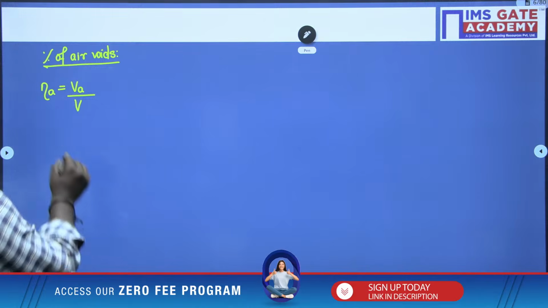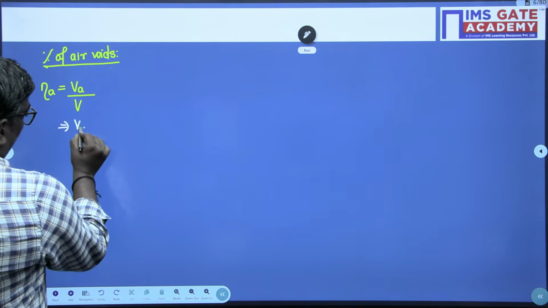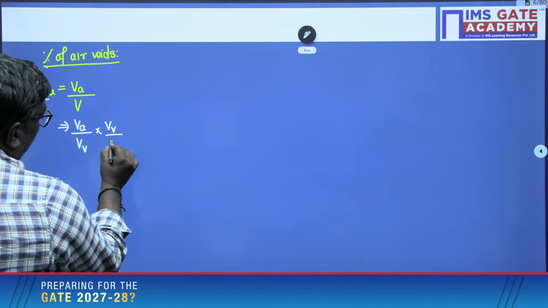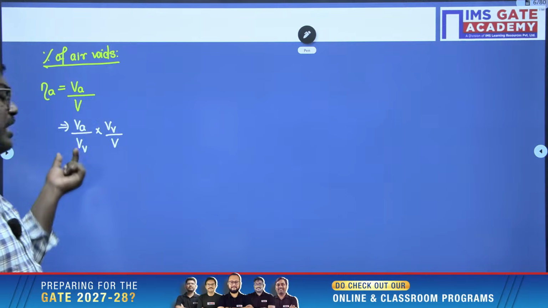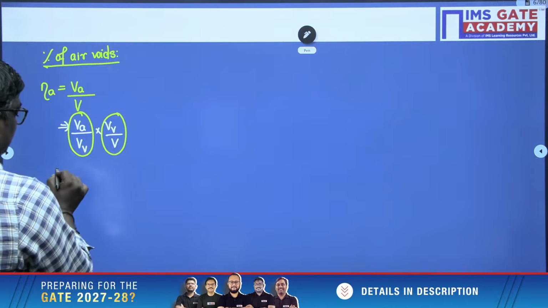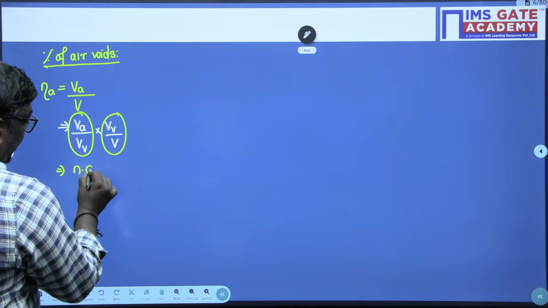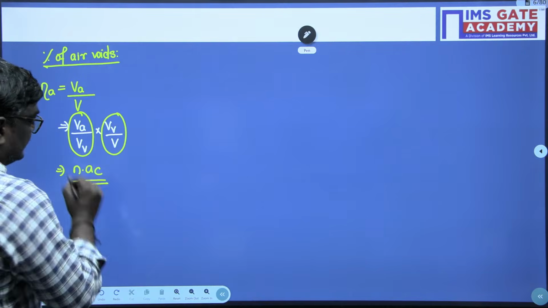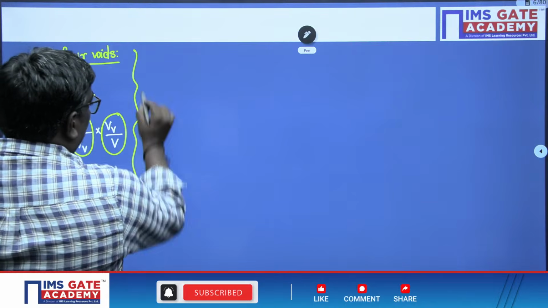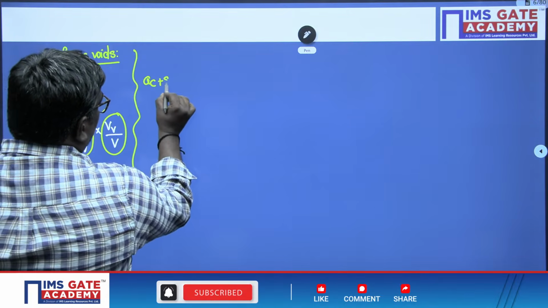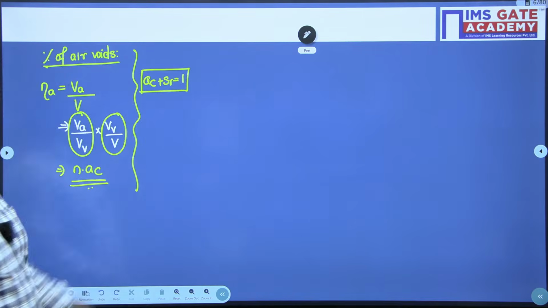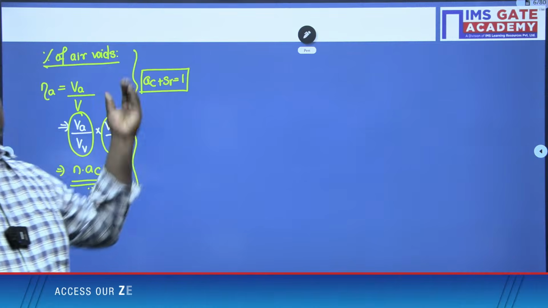Usually if I want to get percentage of air voids, volume of air divided by total volume, I can multiply and divide with volume of voids. So this will become air content and this will become porosity. So percentage of air voids can be written as n into AC. And remember, my dear students, air content plus degree of saturation is always equal to 1 or 100 percent, because they can give you degree of saturation and they can ask you air content.